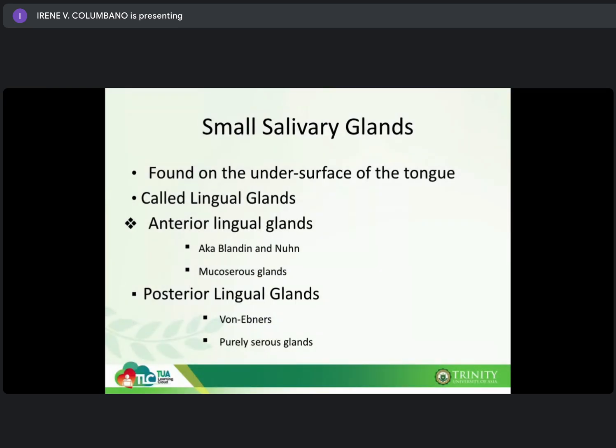Okay, small salivary glands found on the undersurface of the tongue. So, ito yung lingual glands. Ito yung sublingual, di ba? Salivary glands, also known as glands of Blandin and Nuhn, they produce mucoserous. Yung posterior lingual glands naman, ang tawag sa kanila ay von Ebner's glands, purely serous glands sila.